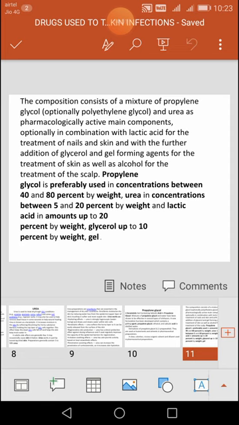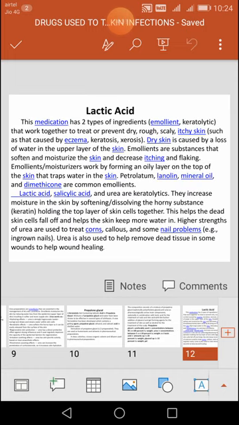Okay. Then propylene glycol is preferably used in concentrations between 40 to 80% by weight, urea in concentrations between 5 to 20% by weight, lactic acid in amounts of up to 20% by weight, and glycerol up to 10% by weight. So the sentence is continued. Then coming to lactic acid.